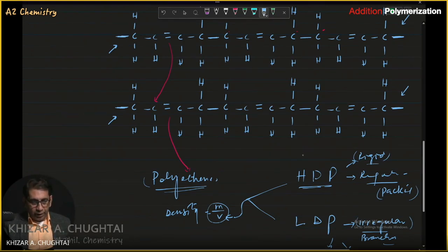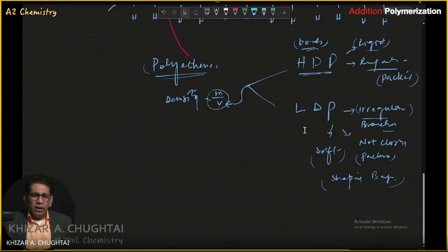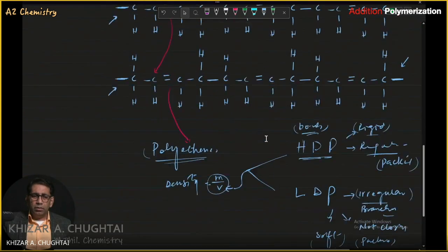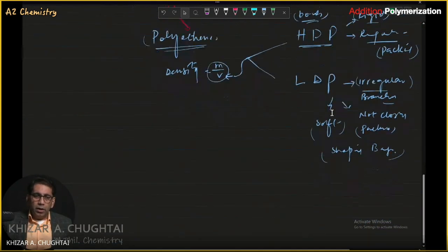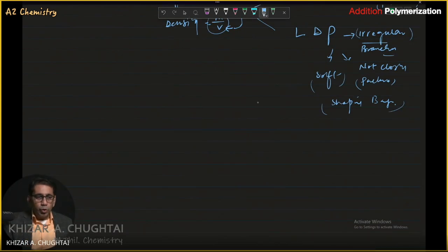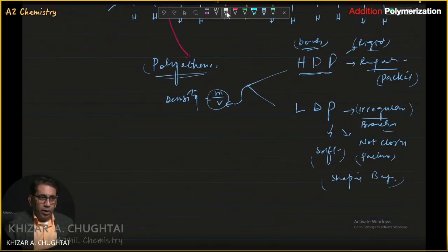Plastic bowls, hard plastic chairs, and so on. Basically, they will ask you to draw the structure. They will ask you to check which one is HDP and which one is low density. So high density lipid has fewer branches, or its structure is less scattered, less irregular. That is what I basically want to say.